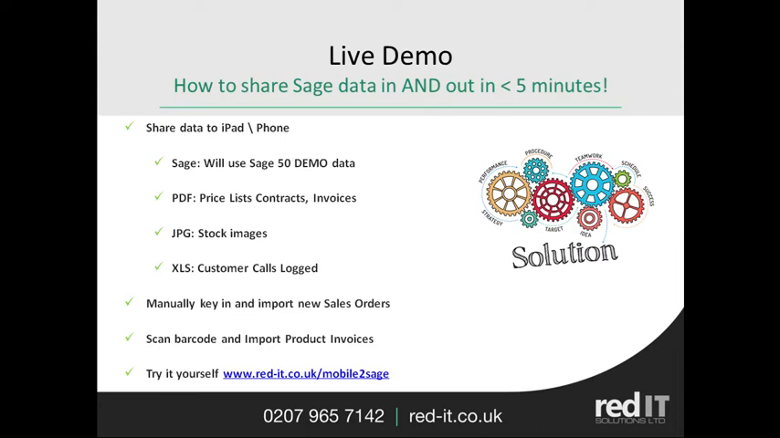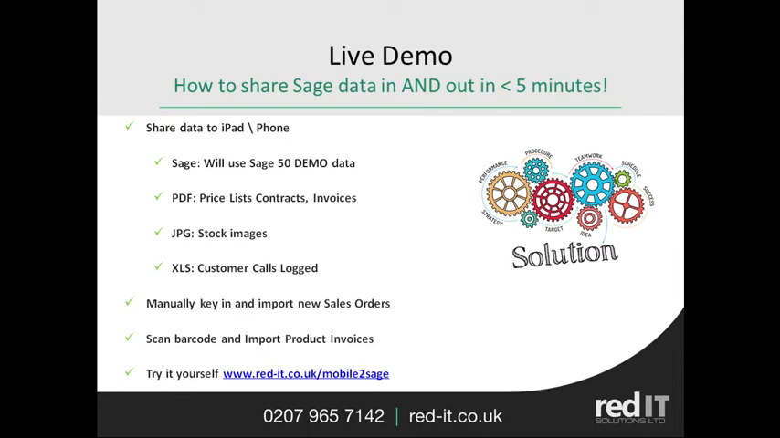I'm going to follow that out with a manual entry of a sales order using the iPad, which we can then import into Sage. But then what I'm going to do is I'm going to use the camera on an iPad to actually scan in the product barcodes, and from which I'm going to create a product invoice to import into Sage. Now I'm going to do all of this from solutions we've released onto our website at the address at the bottom. So let's have a look at that together.